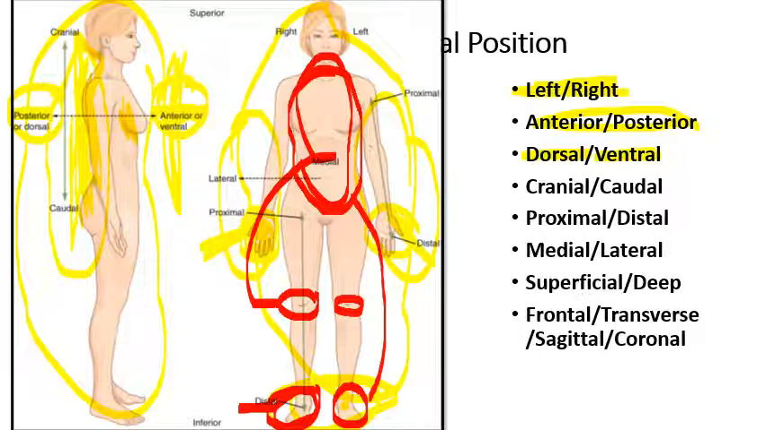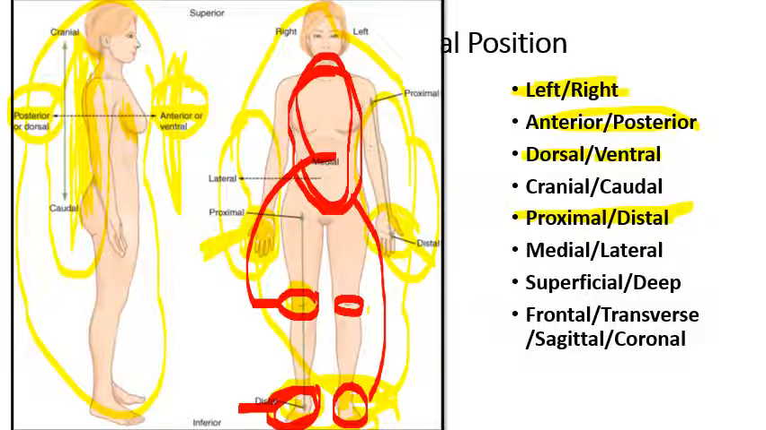So it's a relative term. We would say that the knee is proximal to the foot because the foot is farther away from the trunk than the knee, and we would say that the foot is distal to the knee because the foot is farther away than the knee. So that is what the terms proximal and distal refer to. We're usually talking about body parts that are on the arms or the legs, not the trunk itself.